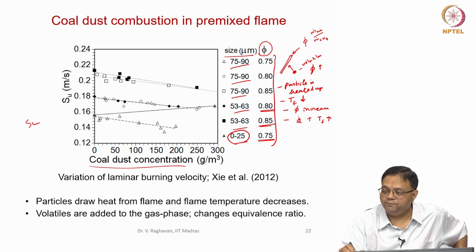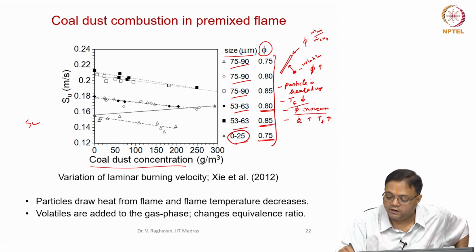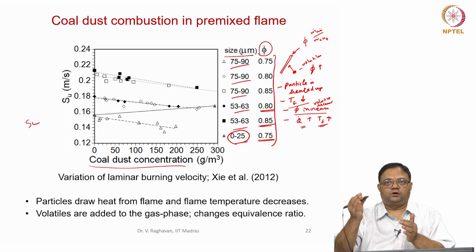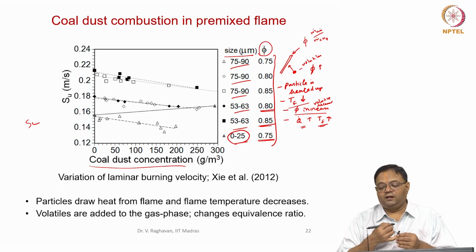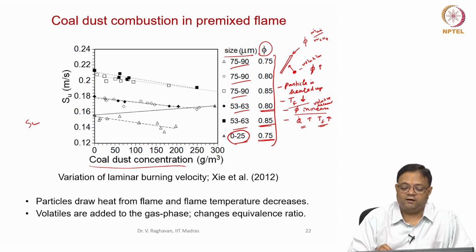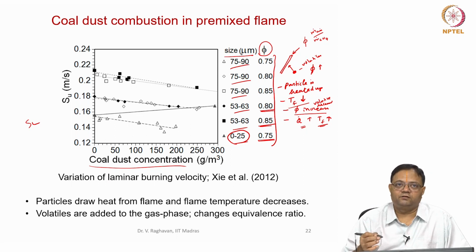Particle getting heated up, flame temperature decreases. But phi increases because of volatile release. Volatiles are released, so phi increases, so Q and TF increase, from the lean to the rich, I am saying. So now we can see that there are contradicting effects. Based upon the combined effects of these two, I will have either an increase in SL or a decrease in SL.